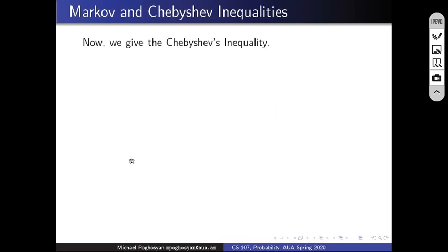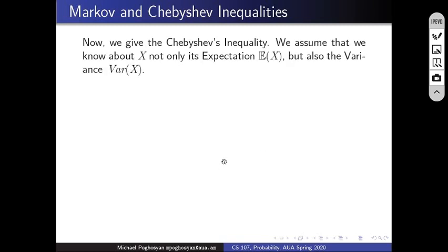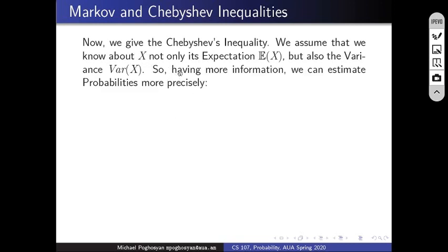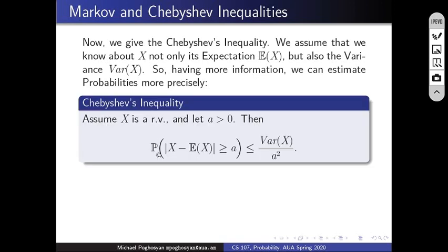Now, we give the Chebyshev inequality. The next important inequality is the Chebyshev inequality. Now, we assume that besides the expectation of x, we know also the variance of x. So we have more information about x. Then, having more information, we can estimate probabilities more precisely. And this is given by the Chebyshev inequality.